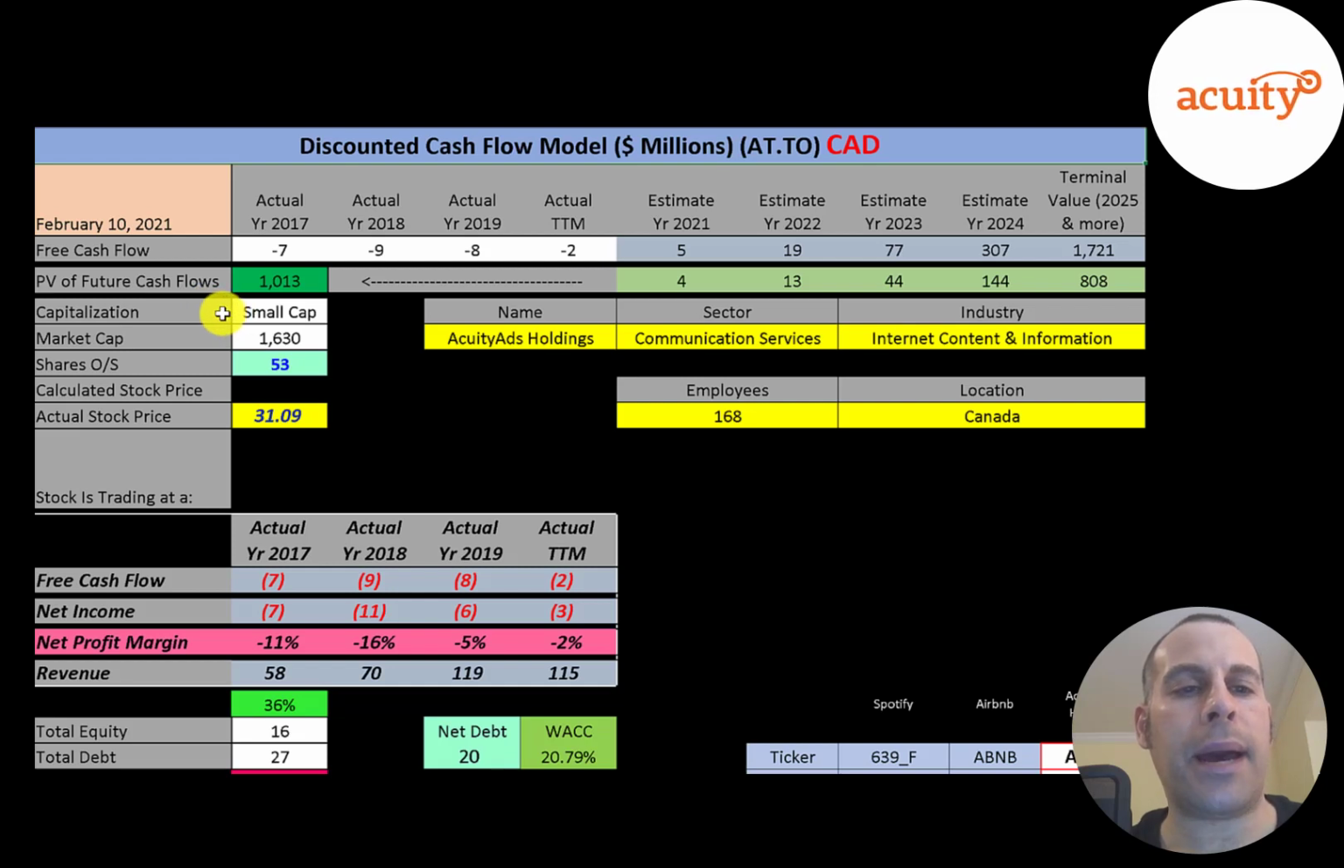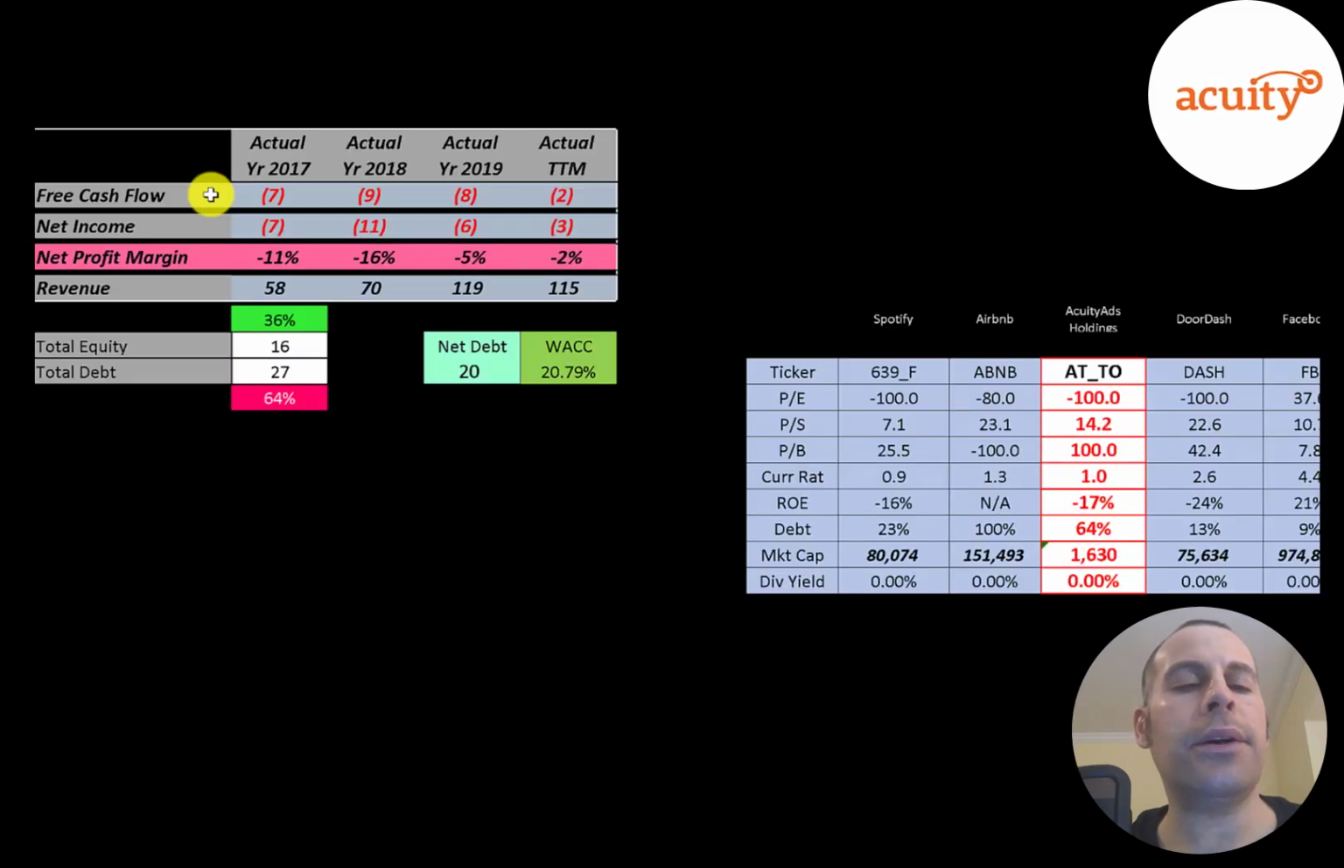This is a small cap company, 1.6 billion market cap. They're trading at $31 a share and they have 53 million shares outstanding. Let's look at the financials.